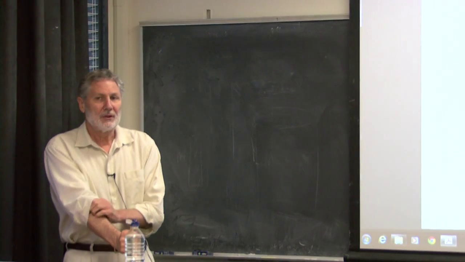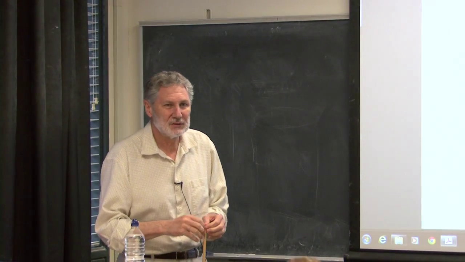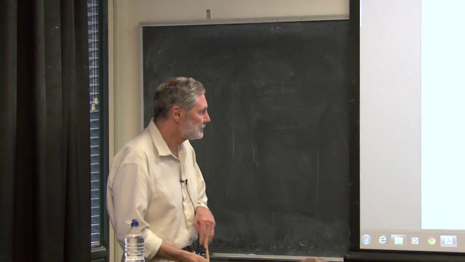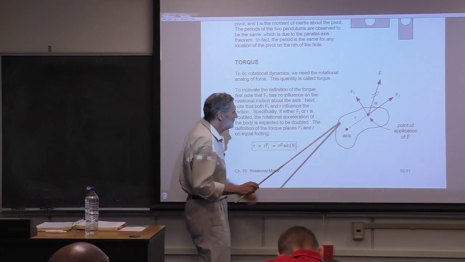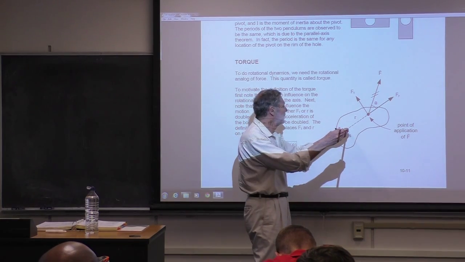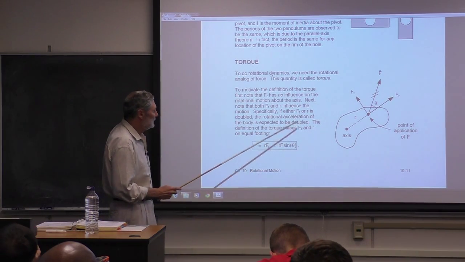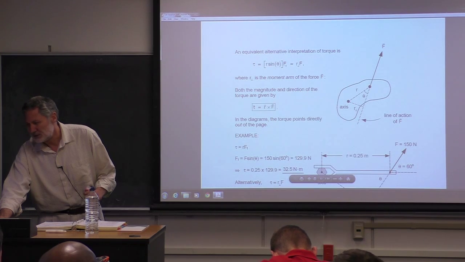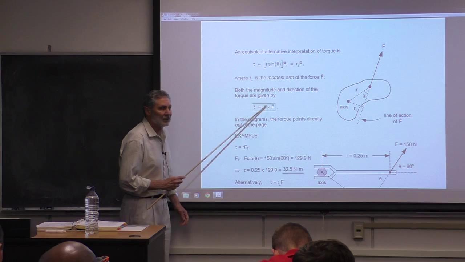Towards the end of the lecture yesterday, we introduced this idea of torque. It's the rotational analog of force, as we will see. And in this, we're dealing with fixed axes of rotation. The torque about the axis is defined like this. The general definition is R cross F.